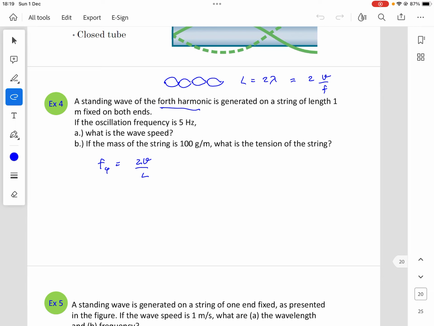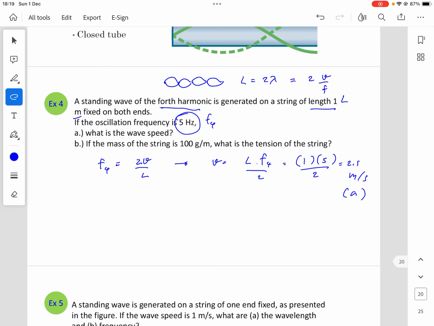Okay, so you get this. You know this is 5, right? This is F4, and you get L equal to 1 meter. This is L. You can find the wave speed. So this is 5 Hertz. Let me rewrite this. It will be L multiplied by F4 divided by 2. This is like 1 times 5 divided by 2, which is 2.5 meter per second. Okay, this is the answer for A.